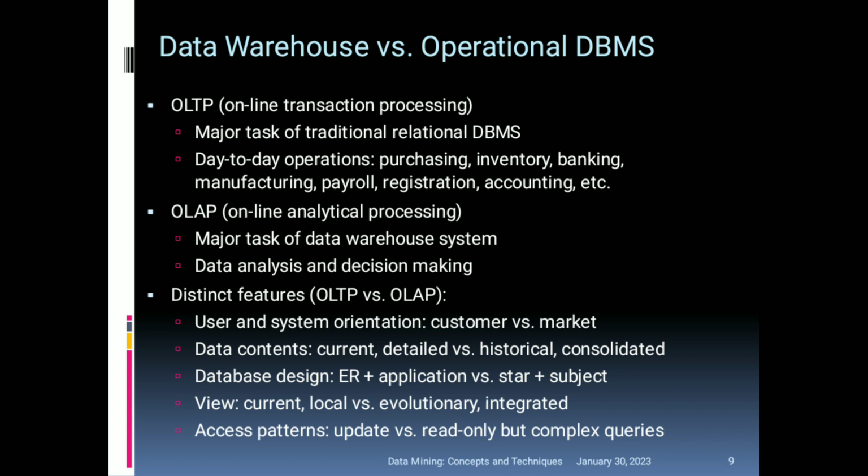Data warehouse versus operational DBMS. OLTP, online transaction processing, is the major task of a traditional relational database management system: day-to-day operations like purchasing, inventory, banking, manufacturing, payroll, registration, accounting, etc. OLAP, online analytical processing, is the major task of a data warehouse system: data analysis and decision making. Distinct features: OLTP versus OLAP.